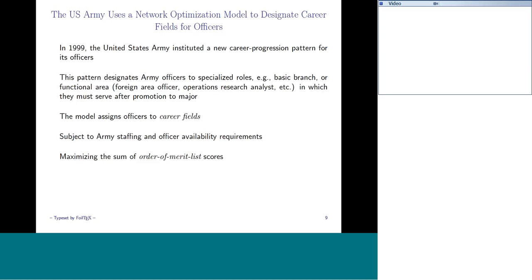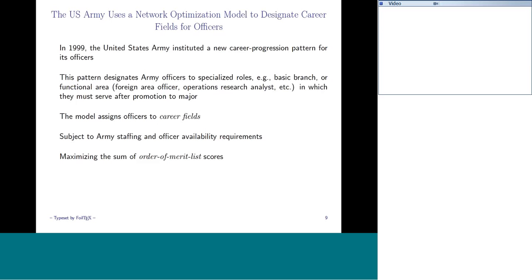Either they'd remain in their basic branch or they would elect to go into a functional area such as foreign area officer, or of course, operations research analyst. There are also psychologists and people who are experts in language and so on and so forth. Upon their promotion to major, they would either elect to stay in their basic branch or assume one of these functional areas. And so this model assigns the officers to career fields subject to the staffing requirements of the Army and the availability of officers based on their preferences and also their capabilities.